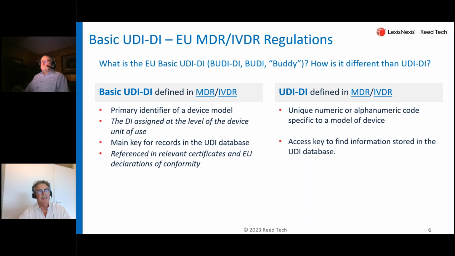As they say, it's assigned at the level of the device unit of use. Now, that's just to confuse you. Most of the time, the unit of use is just one device, and that's it. But sometimes you have to use 2 or 100 or whatever to make the device work. So at that level, the basic UDI is defined. So if you're using, let's say, 12 devices at the same time, so they need to be used together, like a set of screws in one implant, and you need to use all of them, then you can refer to that group with the same basic UDI-DI.